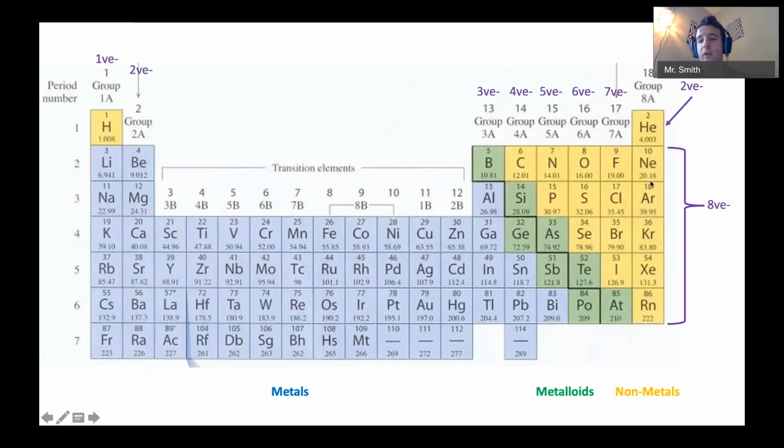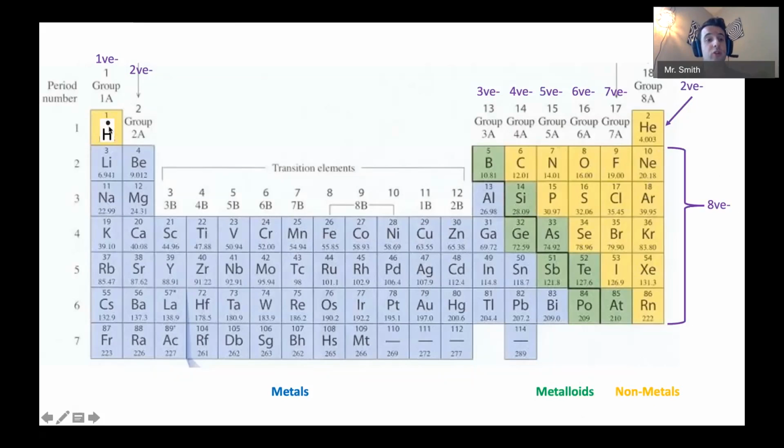Rest of these guys over here in the noble gases, remember they all have 8, and then it goes 3, 4, 5, 6, 7. This is only for covalent molecules, so notice we're kind of skipping over most of the metals. We're not going to really talk about metalloids. We're really only going to focus on those guys in yellow, the non-metals.